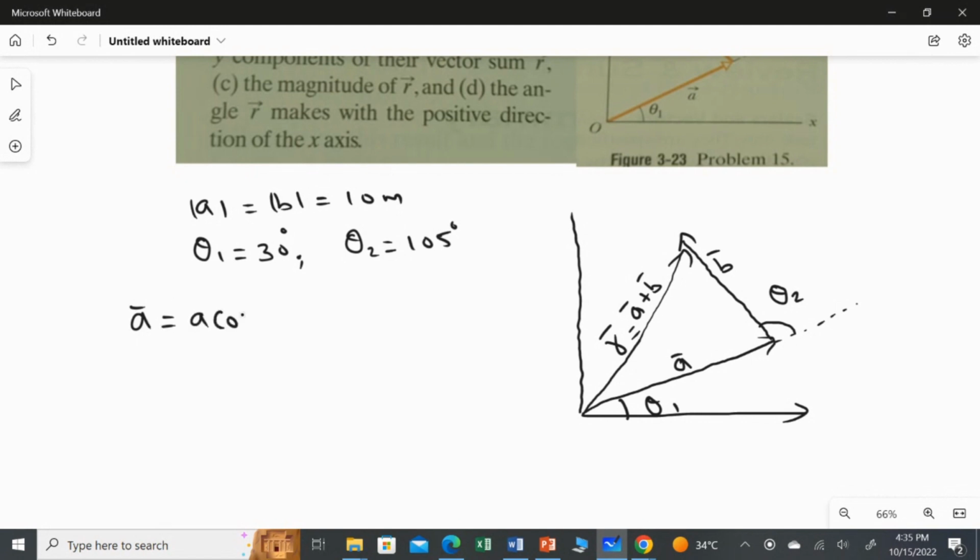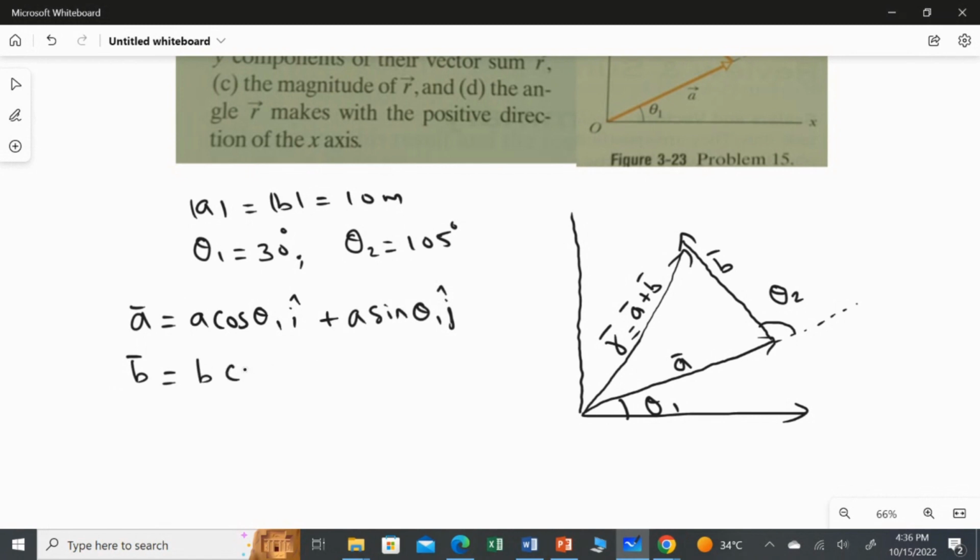A vector is A cosine theta 1 i cap plus A sine theta 1 j cap, right? Likewise, the B vector is B cosine of (theta 1 plus theta 2) i cap plus B sine of (theta 1 plus theta 2) j cap.